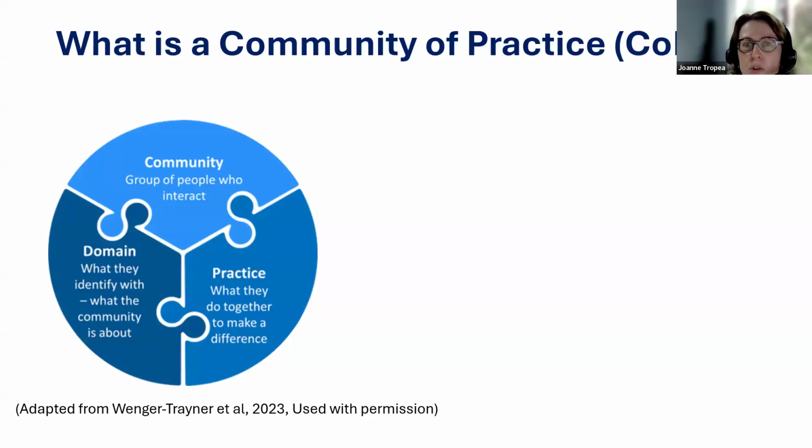So I'll just talk about how we described community of practice. So we've used the approach that's been described by Wenger Trainer, who've done a lot of work around community of practice, and I think Wenger was the first person to coin the term, or maybe document it, I should say. But the idea is that there's a community, so the group of people, the domain, what they identify with, and the practice, what they do together to make a difference.